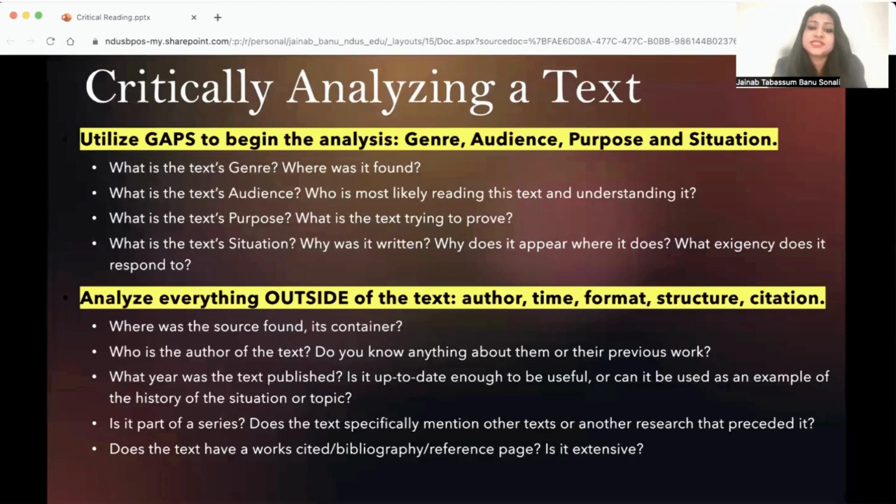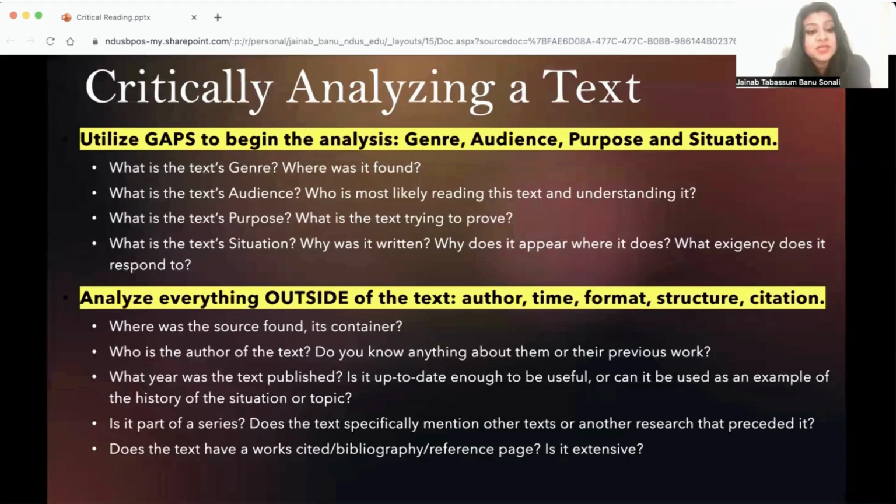Then ask, what is the text purpose? So what is the text trying to prove? Is it trying to persuade the audience, convey information, or mislead by being sarcastic? Sometimes the texts are not discreet about the humor, so maybe the text may mislead the audience, right? So ask this question.